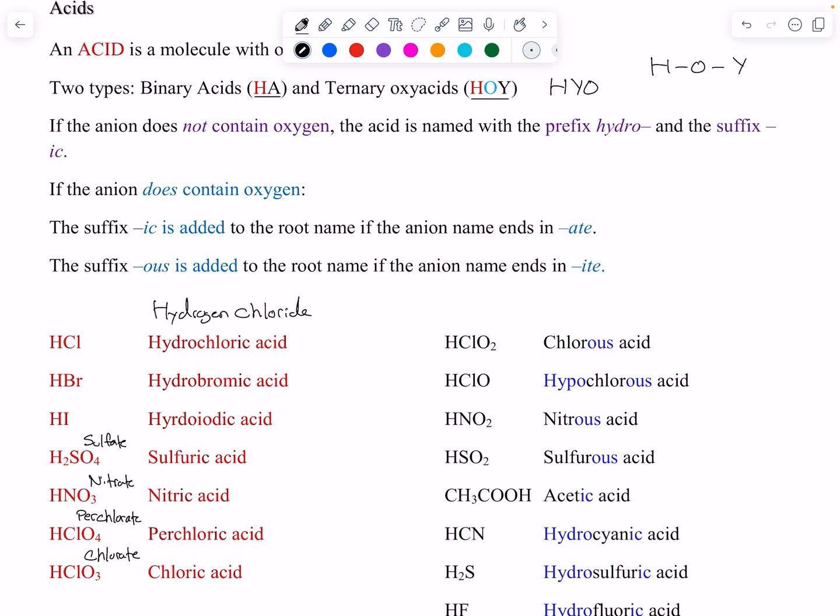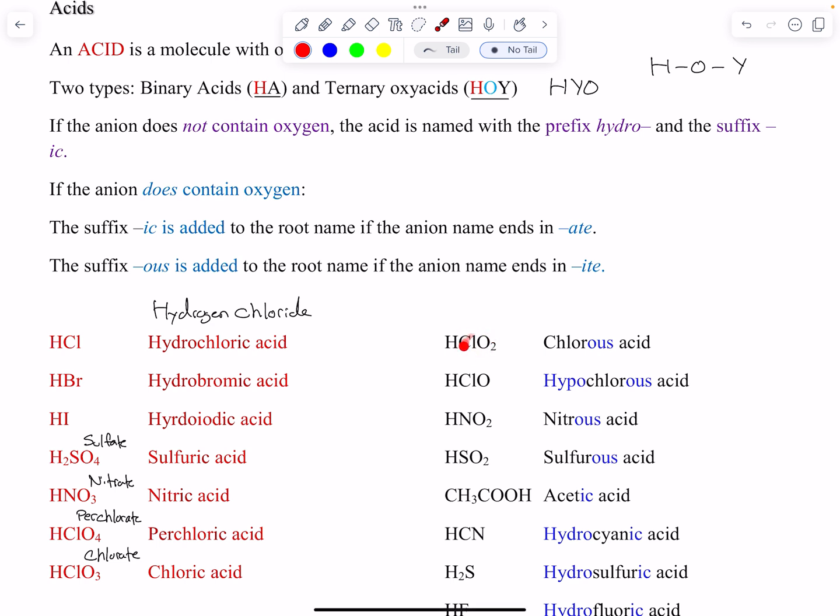Now, sulfate's a little bit different because we put the sulfuric in there, because sulfic is weird. So sulfuric acid. Then you got nitrate goes to nitric acid, because there's oxygen here, there's no hydro. Right? So the difference, we have no oxygen, hydro, oxygen, no hydros, right? So sulfate, sulfuric, nitrate, nitric, perchlorate to perchloric, chlorate to chloric.